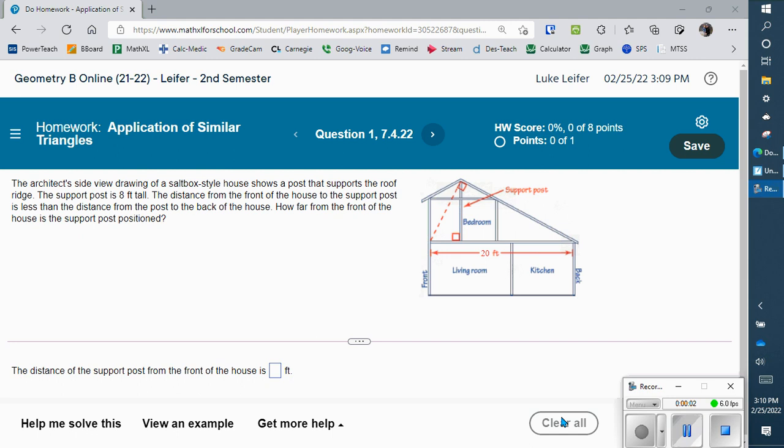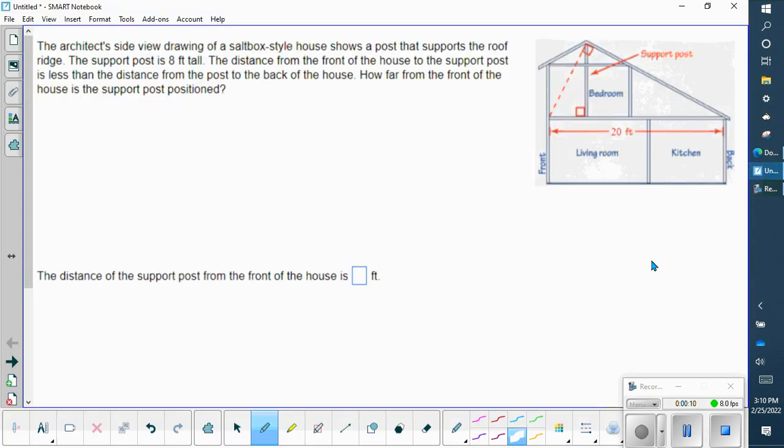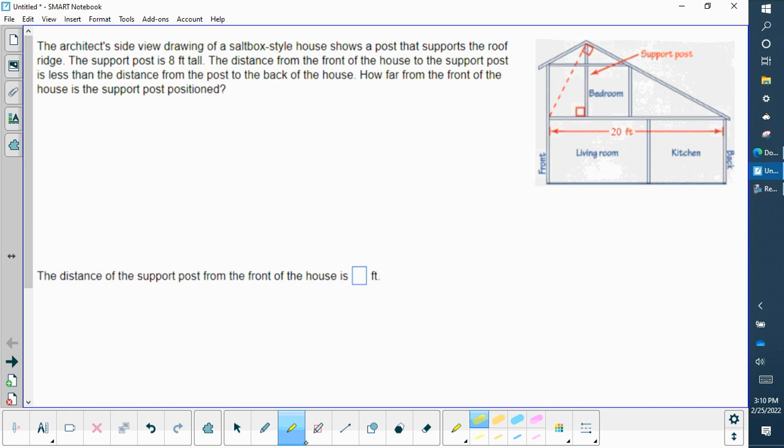Okay, this is question number 1 on the assignment, application of similar triangles. Here's my story problem. I'm going to switch over to something I can write on, so here's my file I can write on a little bit nicer. Now, the first thing you should do is throw in some variables and numbers. I notice it says the support is 8 feet tall, so that's 8 feet. And that's really all they give me, other than that this is 20.